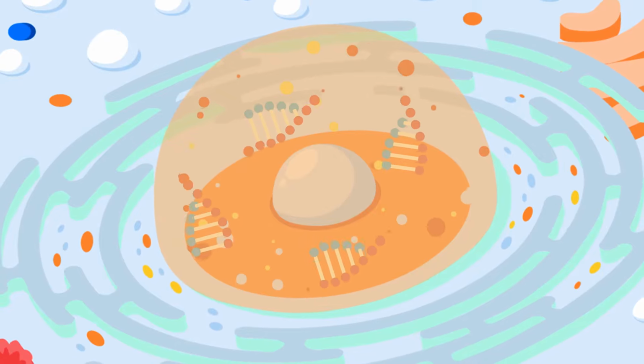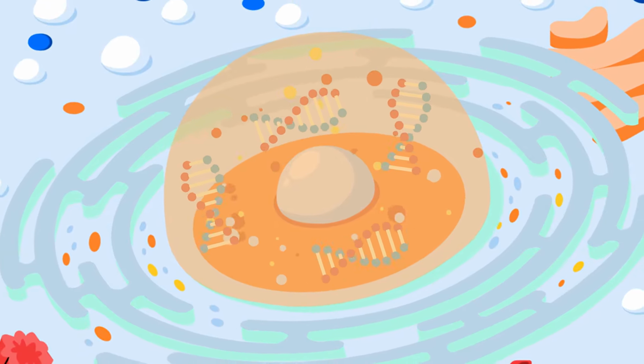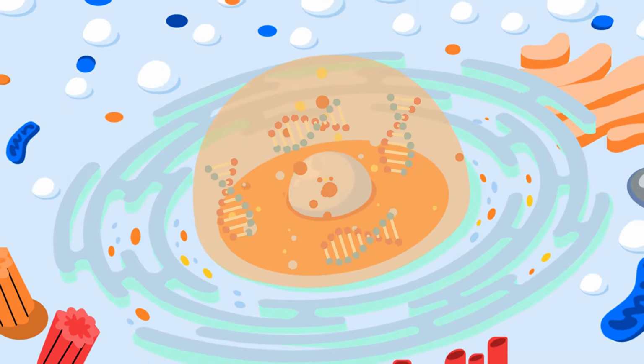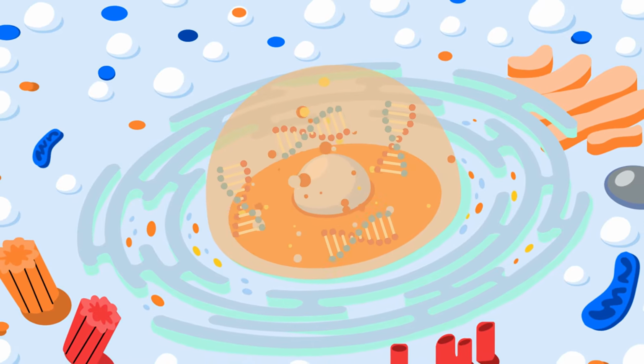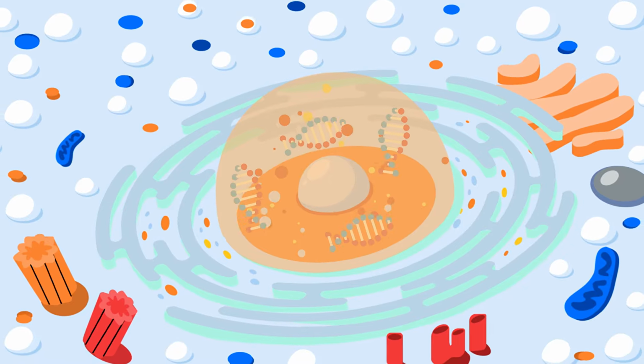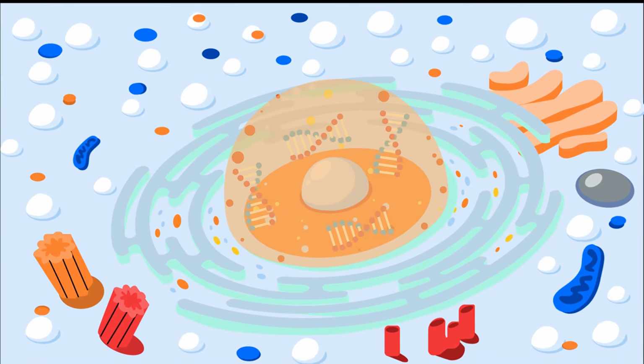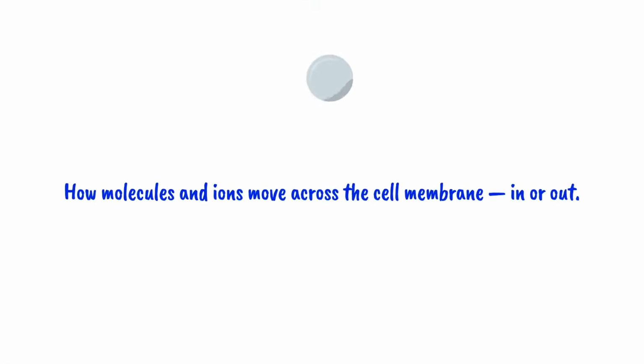This is a cell, and I'm guessing you already knew that. From the dancing DNA strands, the buzzing organelles, maybe even that massive endoplasmic reticulum stealing the spotlight. Now, cells carry out all kinds of essential functions. But today we're zooming in on just one: how molecules and ions move across the cell membrane, in or out.